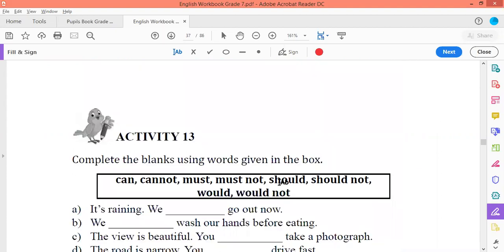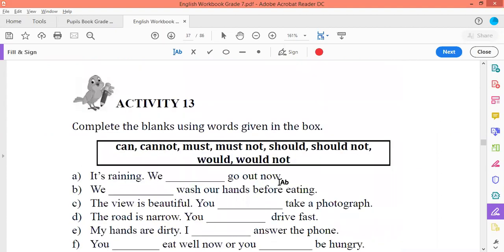Okay, moving on to activity 13. Complete the blanks using words given in the box. It's raining. Now let's read the answers first. Can, cannot. Must not. Should not. Would not.